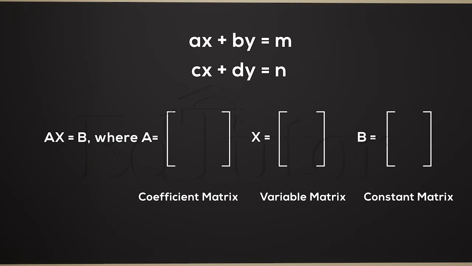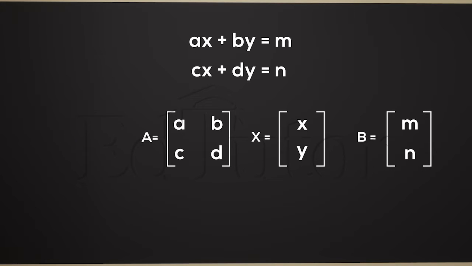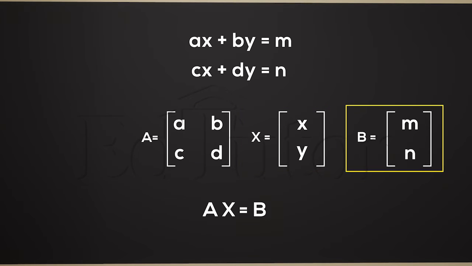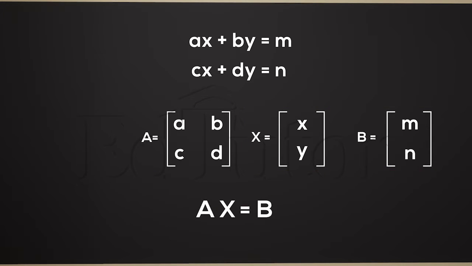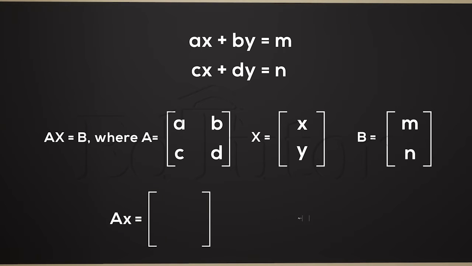The coefficient matrix keeps the coefficients. The first column takes the coefficients of x, that is a and c. The second column is reserved for coefficients of y, that is b and d. x and y end up in the variable matrix, while m and n are used to make the matrix of constants. We can see three matrices. Label them: A for coefficients, x for variables, and b for constants. Ax equals b. So far, everything has been the same as the matrix inversion method.